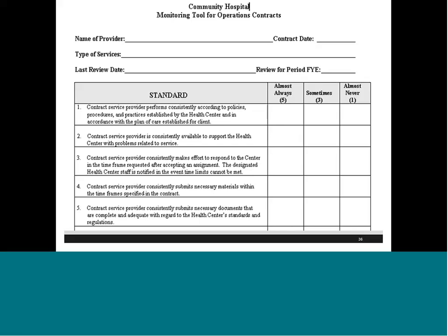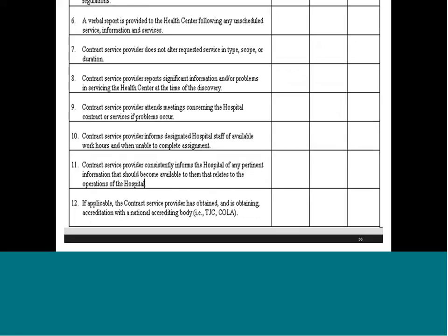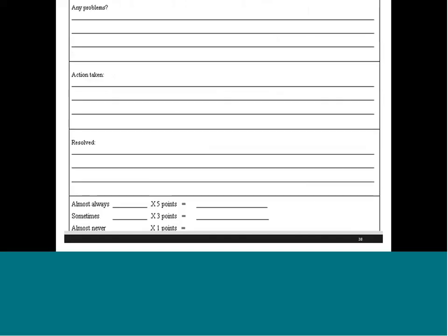And the pharmacist, one of the performance indicators was that they had to attend the monthly medical executive committee. So again, they could bring minutes of the meeting so I could verify that yes, for the last 6 months they have been attending those monthly meetings. And do they inform staff of work hours, or if they're unable to complete an assignment? So again, these are all just tools that we would use. Were there any problems? If there were, what actions were taken, and were they resolved?